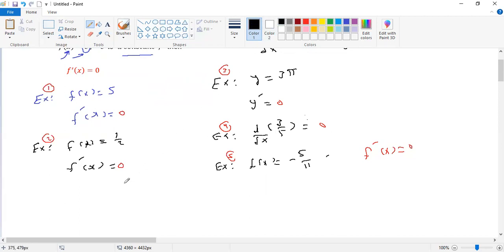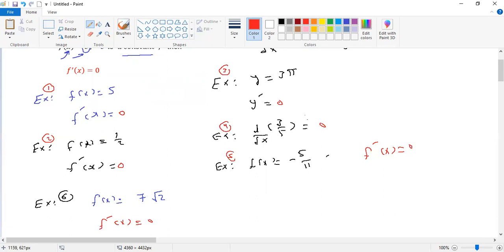More examples, students. Example number 6, f(x) is equal to 7√2. So the output is always 7√2 for each x. So f prime is 0. The derivative, there is no change, is equal to 0.